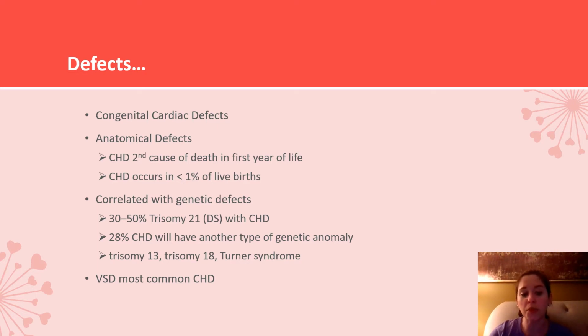Usually the patients who are born with congenital heart defects, a lot of them also have other comorbidities. So a lot of times, if they have one defect, they will have another defect. Or of those children that have a defect, a lot of times they will have a genetic abnormality as well. So we usually see a lot of Down syndrome babies, about 30 to 50% of Down syndrome babies will be born with a congenital heart defect. But that's not to say that normal, healthy children who do not have genetic defects can't also be born with a congenital heart defect.